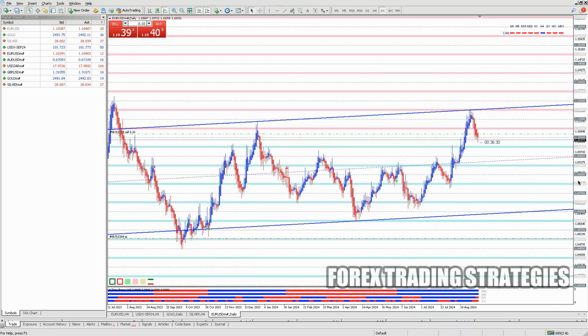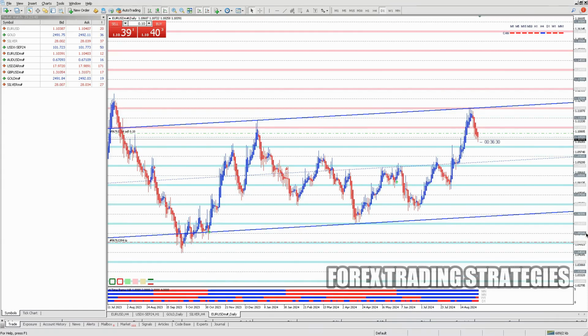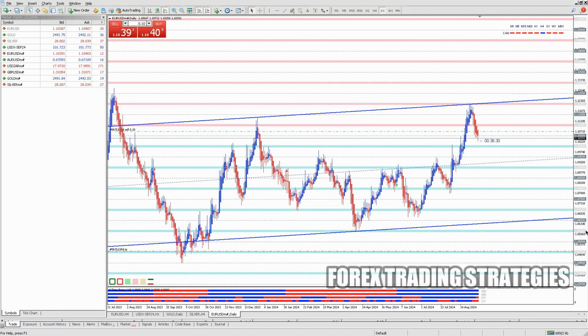Your risk tolerance is another important factor. If you're comfortable with higher levels of risk, you may opt for larger lot sizes. However, it's important to remember that higher risk also comes with the potential for greater losses.